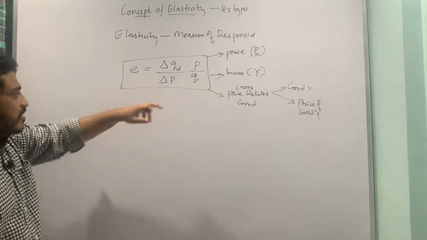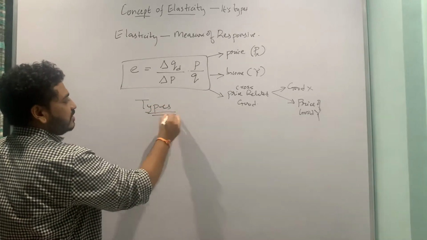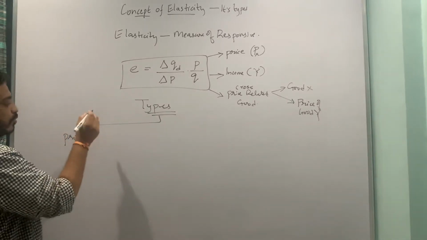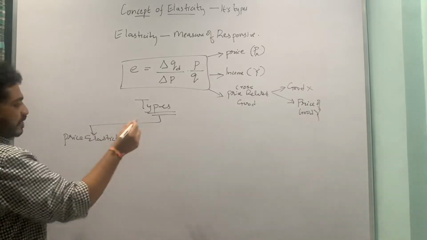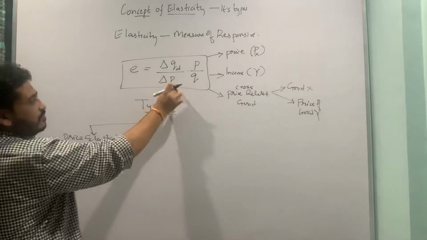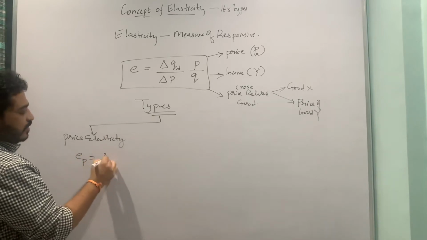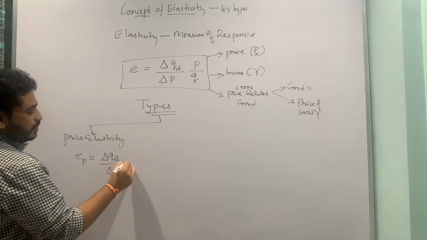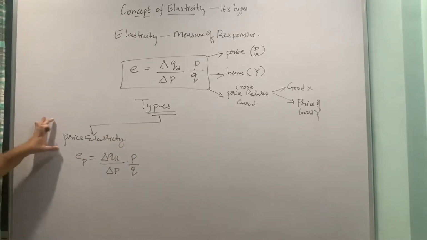Given this, we have three different types of elasticities. The first is called price elasticity, which I have told you about. Using our usual formula, EP is equal to delta QD divided by delta P into P by Q. This is the formula for price elasticity of demand.